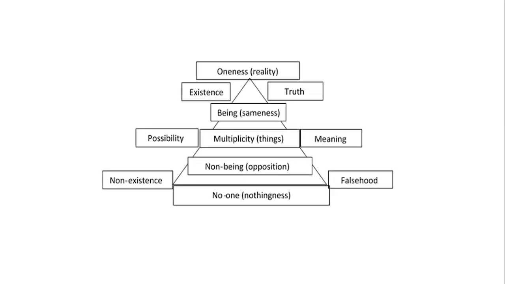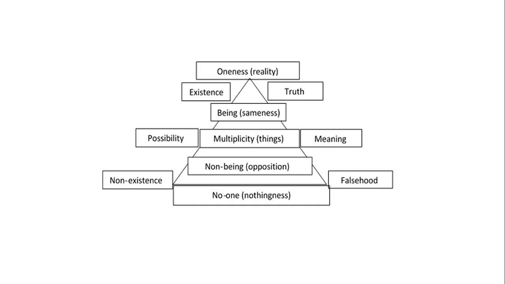So in this model, the middle column is neutral to ontology, which is the left side, or epistemology, which is the right side. For example, oneness, being, multiplicity, non-being, nothingness, these are completely neutral to ontology and epistemology and can be used equally in both domains. For example, consider being or isness. You can say truth is, existence is, possibility is, meaning is. This isness or being is a common feature between both ontology and epistemology, and that's true about all things in the middle column.